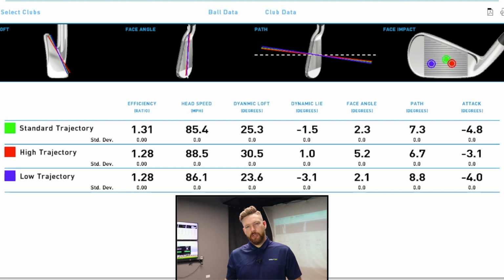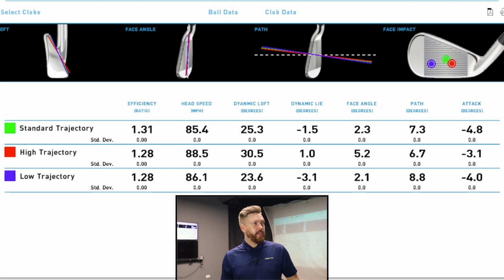You can see the standard trajectory had the highest efficiency because I struck it pretty good. The high trajectory would generally have the lowest efficiency because you're opening the face more. It's going to come off a little bit slower off the face as you go through. But I tried to swing those as similar as possible, but you can just see the differences in the way I rehinge the club. You create more speed with the high trajectory.